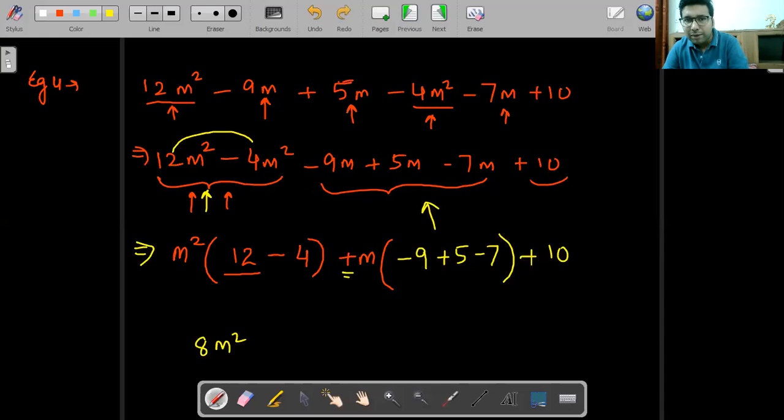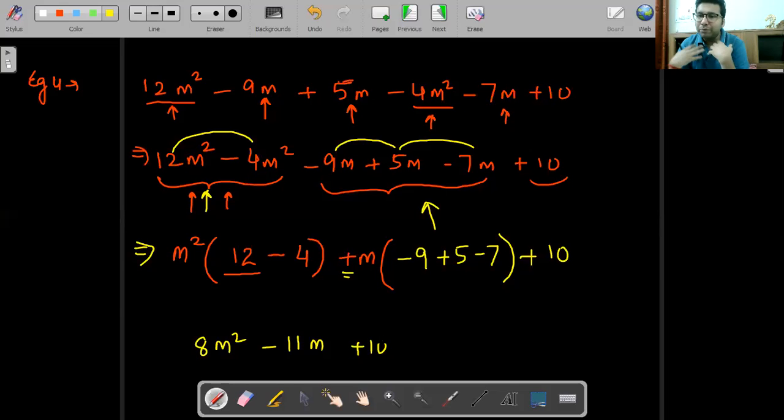Please tell. Minus 9 plus 5 is? It is minus 4, minus 7 and minus 4. Please tell. Minus 11. So we will get minus 11m and finally we will get plus 10. So this way also we can get the answer just by solving in the mind.